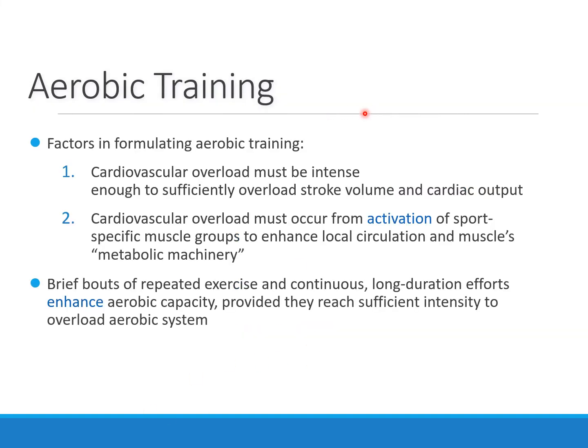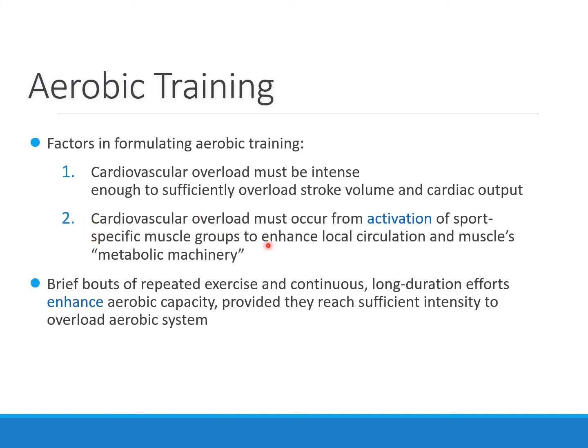Now, aerobic training. Some factors that are formulated in aerobic training. Number 1, the cardiovascular overload must be intense enough to sufficiently overload stroke volume and cardiac output. So this is what we talked about in that heart rate method. We need to overload the cardiovascular system.